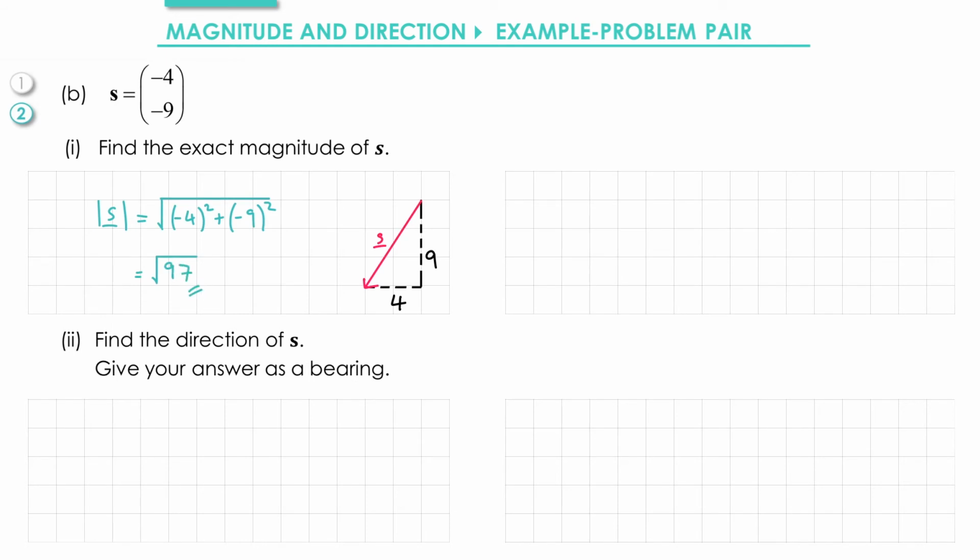In part B, we need to find the direction of s, and we need to give our answer as a bearing. So the vector is travelling down to the left here. And to measure the angle as a bearing, we need to measure it from north. So our bearing will start at north and go all the way round until it hits the vector. So in order to find this bearing, we want to find an angle at the top of this triangle. To find the angle, we can use trigonometry. We've got the opposite and the adjacent again. So we get tan theta is opposite over adjacent, which is 4/9.